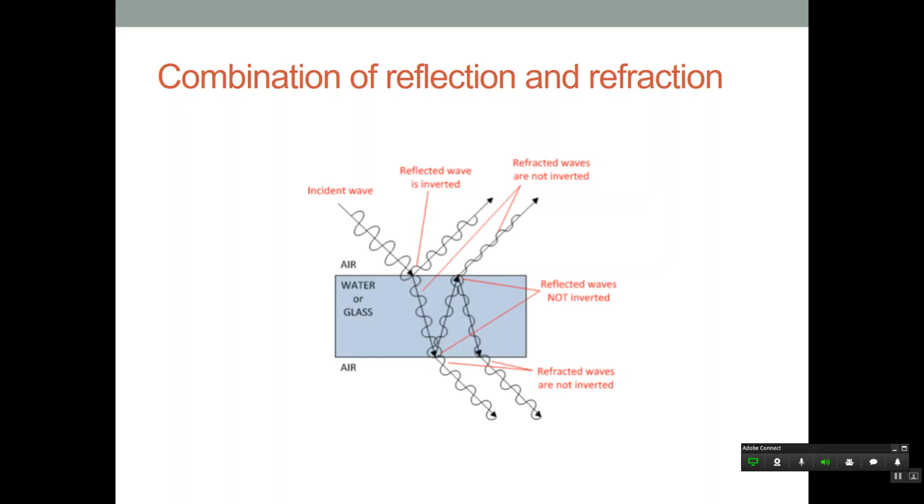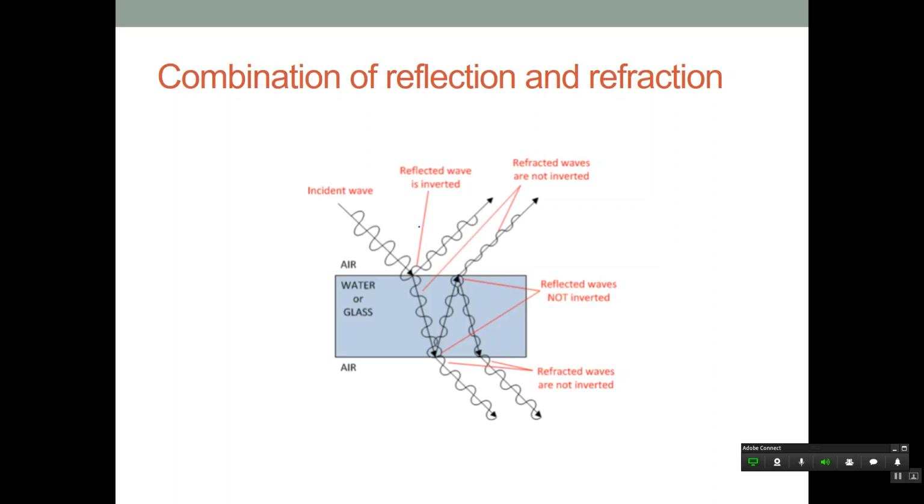I have a question for you. If I have an incident ray going from air to water or glass, it doesn't matter, back to air, what's going to be the angle coming in compared to the angle coming out? Why? I want a real explanation.